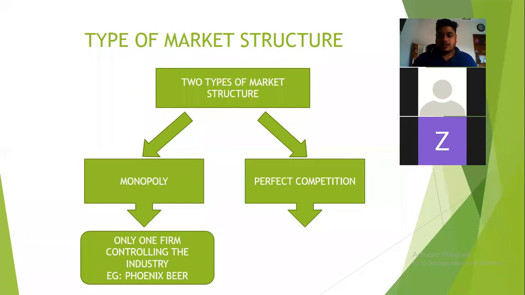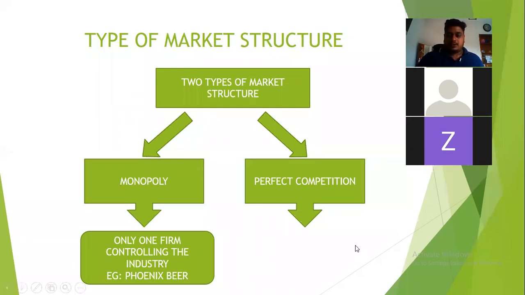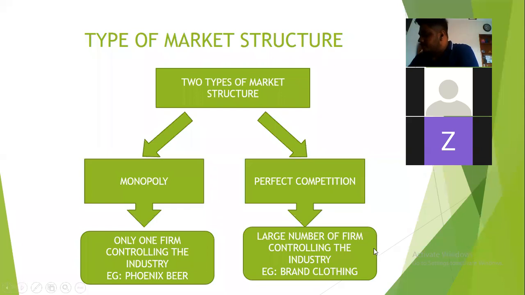As for perfect competition, it is an industry which has, okay, monopoly had only one firm. Perfect competition has a large number of firms controlling the industry. For example, brand clothing. We have Liquid, Body and Soul, Island Haze, Quicksilver, Celio, we have everything. So a large number of firms.